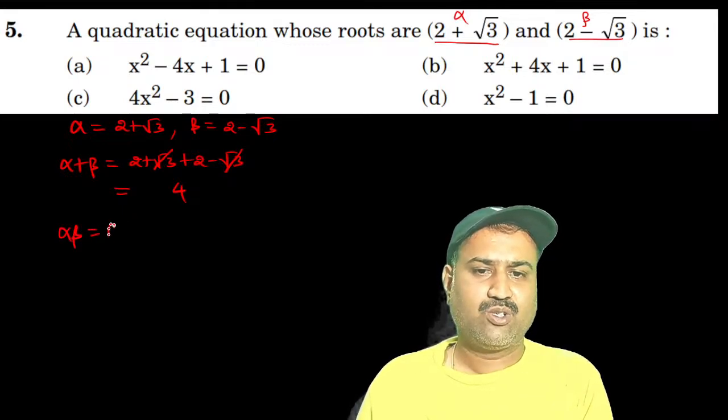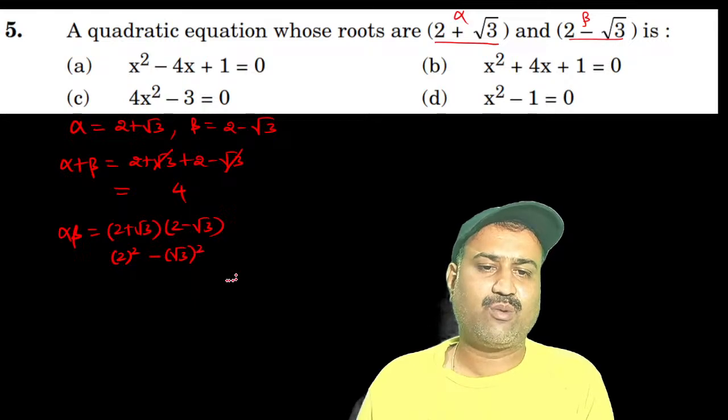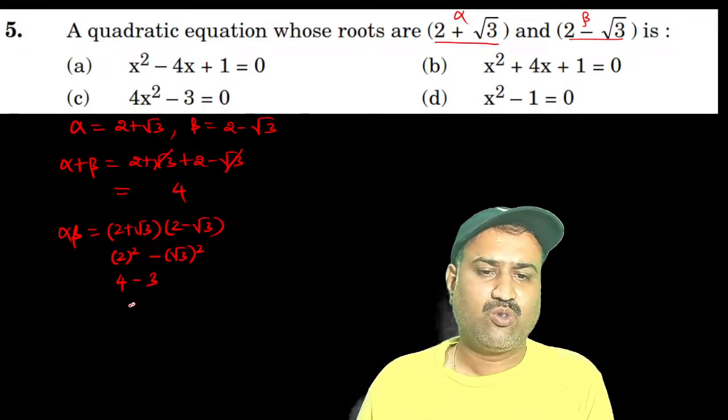Now, product of roots, alpha beta. Alpha beta is 2 plus root 3 into 2 minus root 3. So, a plus b, a minus b, a square minus b square, right? A square minus root 3 whole square. A square is 4 and b square is 3. 4 minus 3 is 1.